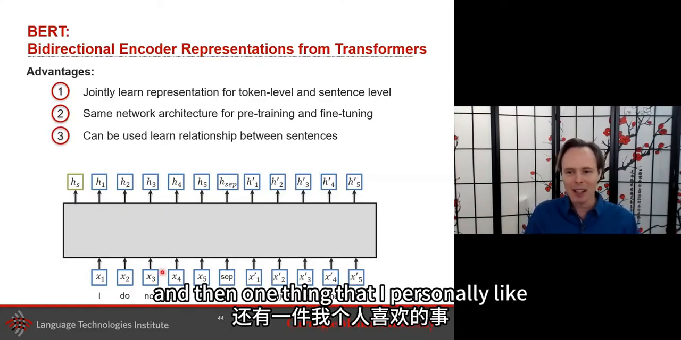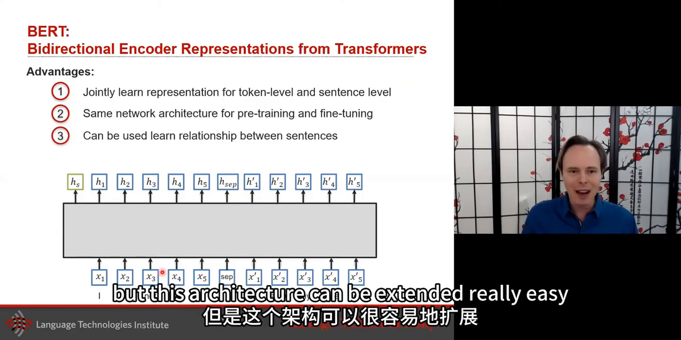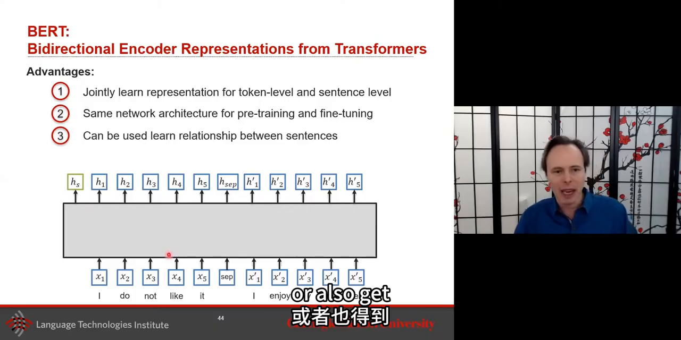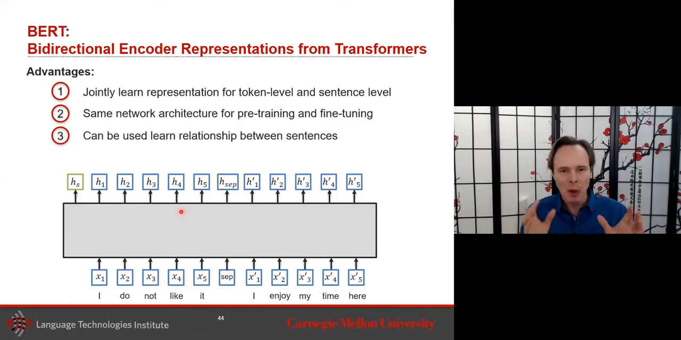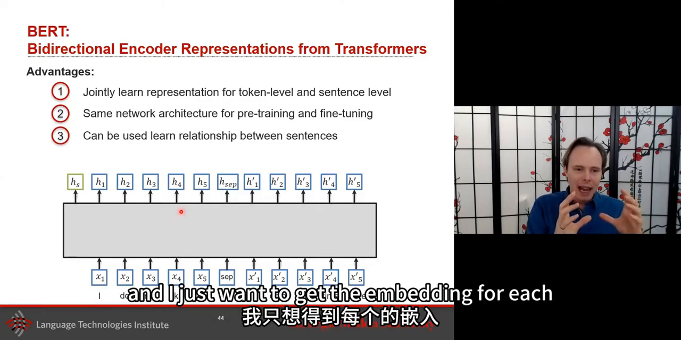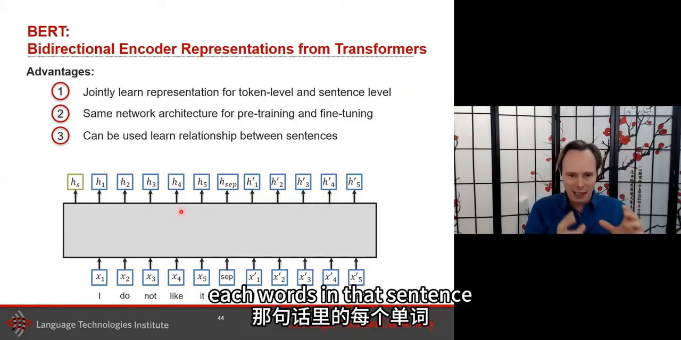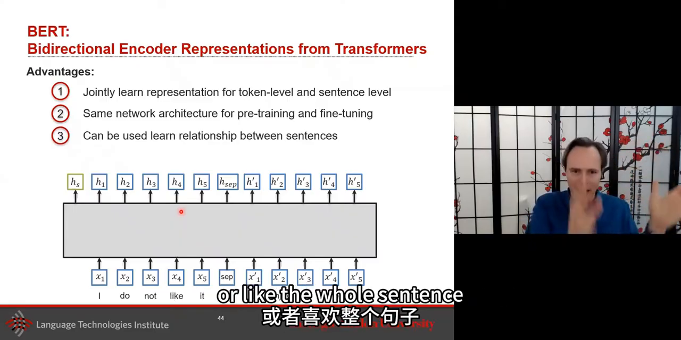And then one thing that I personally like, which people don't emphasize as much, is that this architecture can be extended really easily to get a large corpus, or also get a difference between sentences, because there are tasks where I have a sentence or a corpus of sentences, and I just want to get the embedding for each word in the sentence, or an embedding for the whole corpus, or the whole sentence.